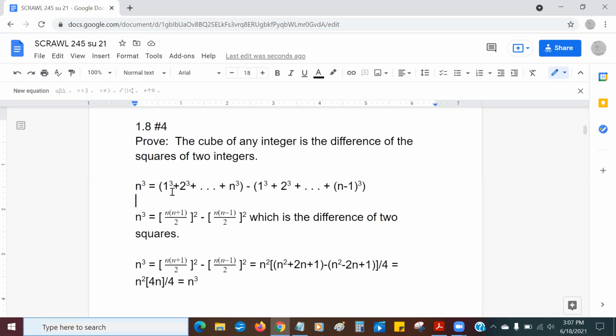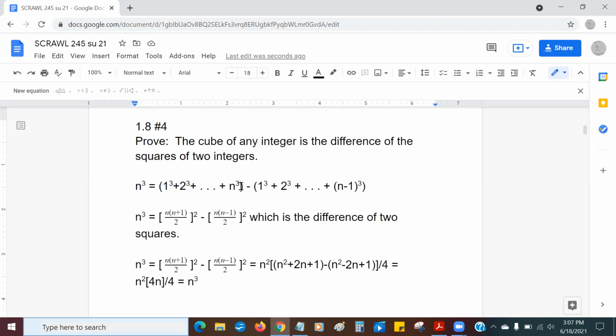But we know that 1 cubed plus 2 cubed plus dot dot dot plus n cubed has a formula. That was one of the exercises at the end of section 1.1. There's a formula for the sum of the cubes of the first n positive integers, and that is n times (n plus 1) over 2, squared.